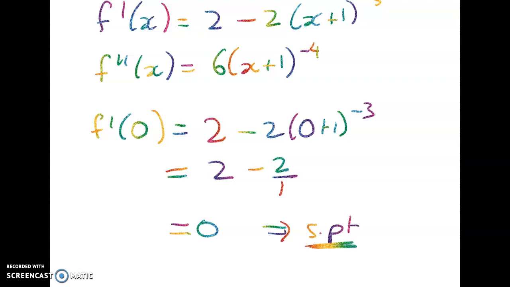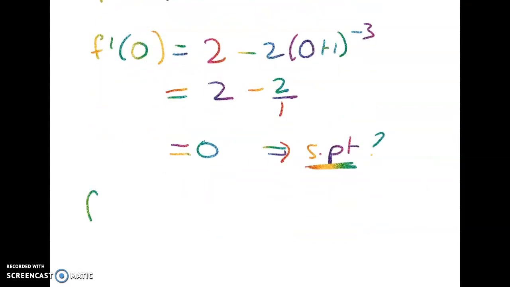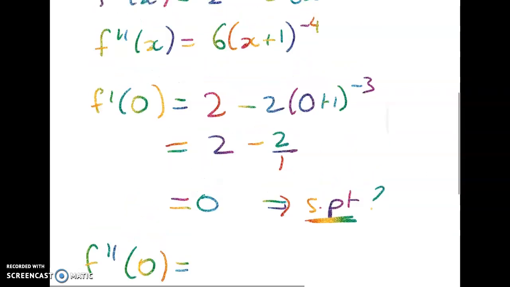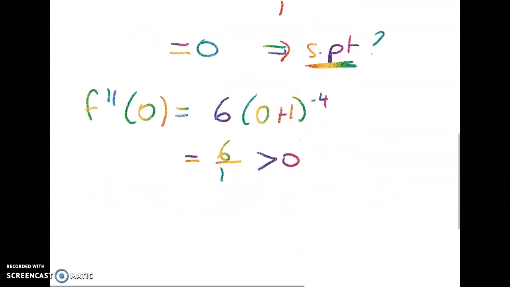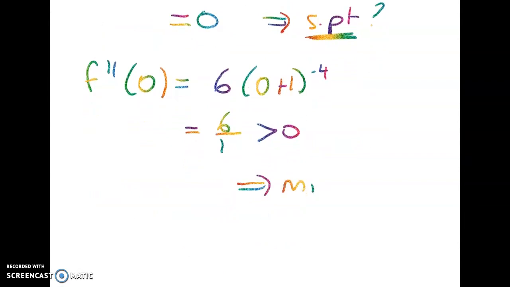Pretty much, we have to be careful. We might have a stationary point. We have to check the second derivative. And f dash dash of 0 is equal to 6 times 0 plus 1 to the -4, which gives me 6 over 1, which is greater than 0. So we have got a minimum, right?